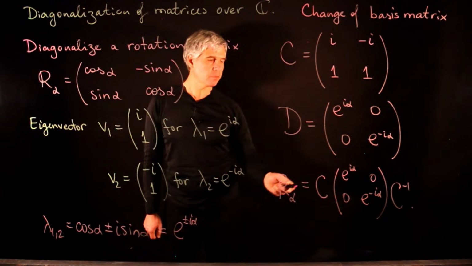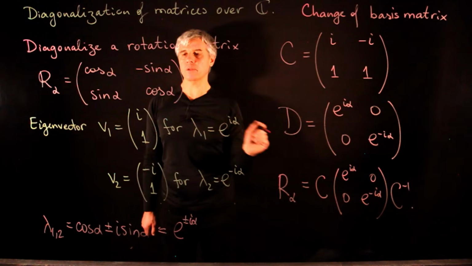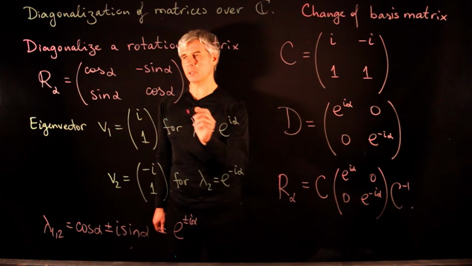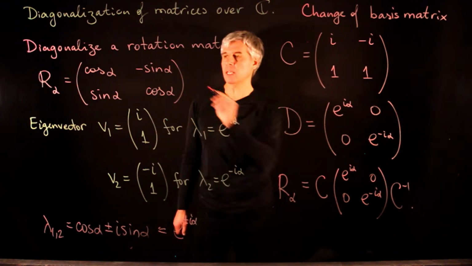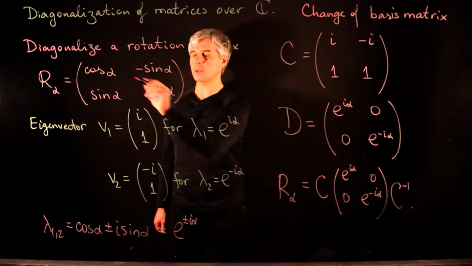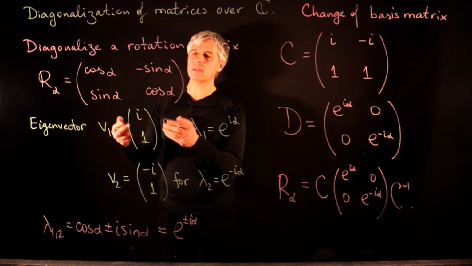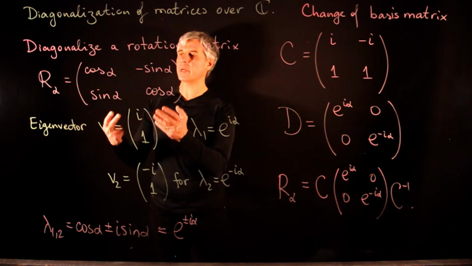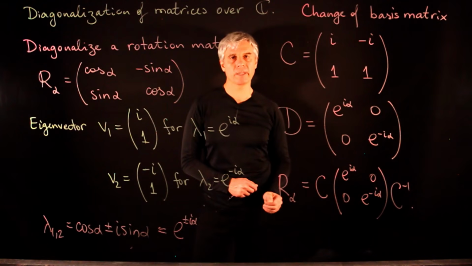So in particular, we see that these two matrices are similar, and we can check that the properties of similar matrices hold. So in particular, the determinants of both matrices are equal to 1, and the traces of both matrices are equal to 2 cos alpha. And we see here that something that cannot be diagonalizable over real numbers suddenly can be diagonalizable over complex numbers.